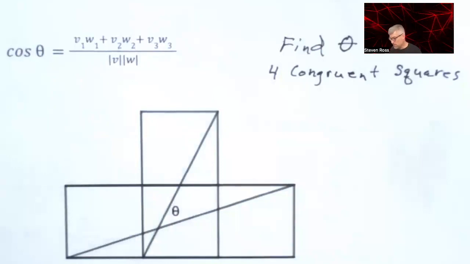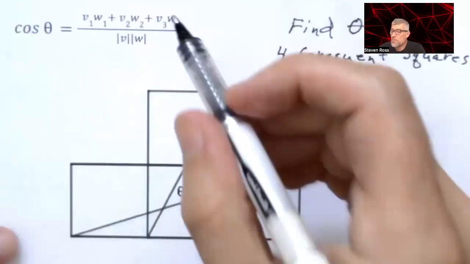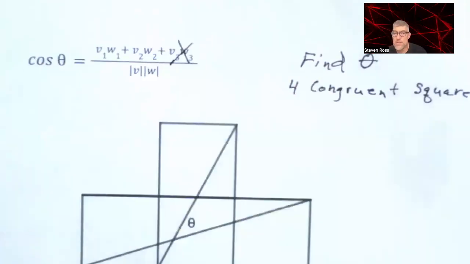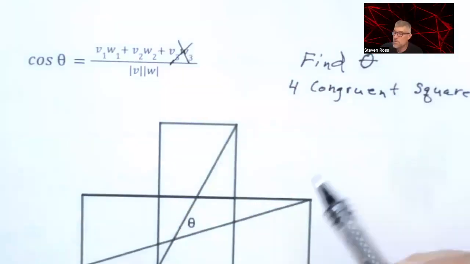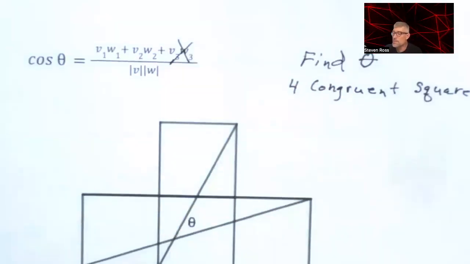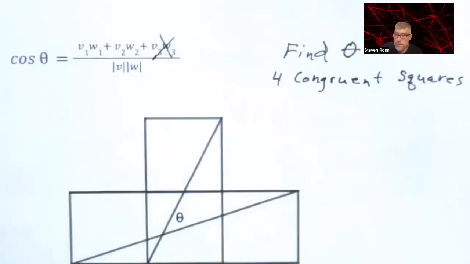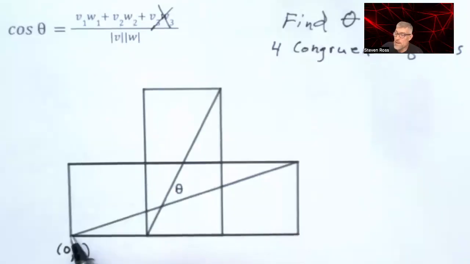So for this question, it is not three-dimensional. So actually there's only going to be two dimensions. So just the first and the second dimension. So first thing I want to do is standardize both of these vectors. And what I'm going to do is call this one, that point right there, the origin. And so if the tail of a vector is at the origin, then it's already in standard position.